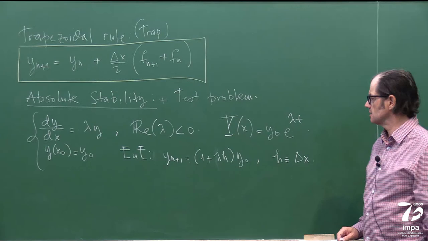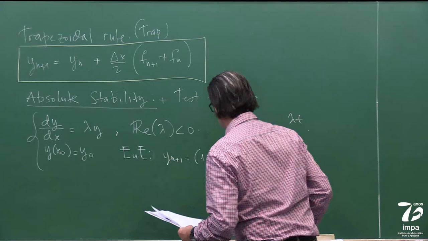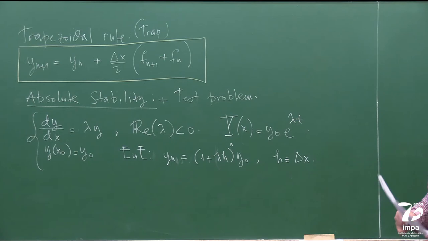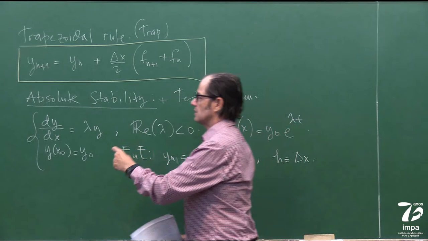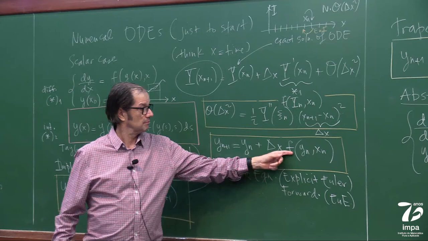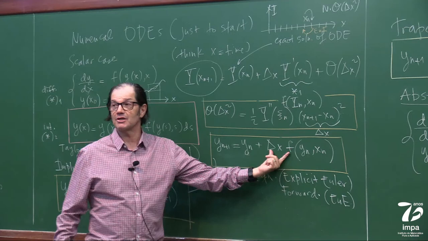Okay, so what did I do here? You double check, right? I think I have it right. So what did I do here? Very simple. I'm just going to say, I use this Euler method. Where's the explicit one? Here. F is lambda y n, right? So h lambda, I'm going to eventually call it z, a complex number, because I'm saying lambda is complex, okay?